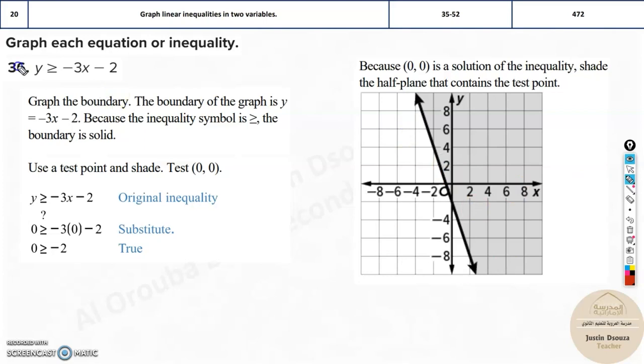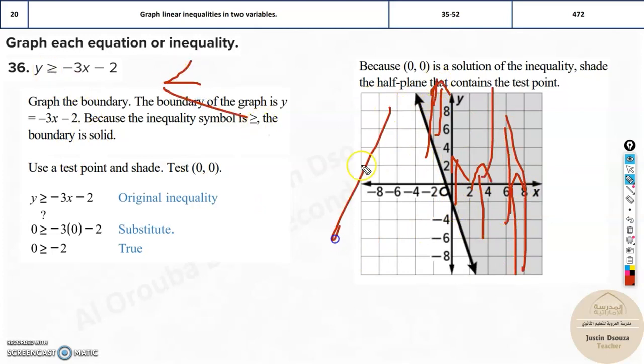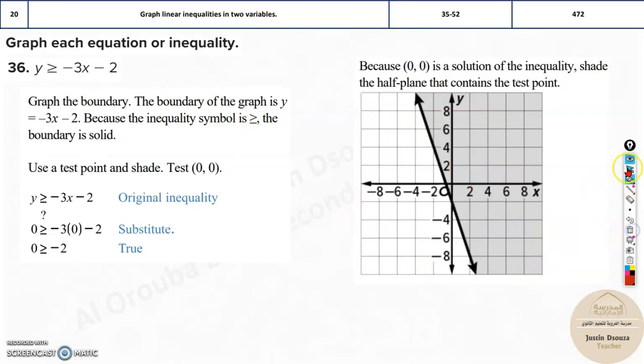But here it is an inequality. Y is greater than or equal to. Once you get the graph, remember, whenever you have greater than or equal to, it is a solid line. If it was only greater than, then it would be a dotted line. Since it's greater than or equal to, it is a solid line. And greater than or equal to means all the above part is the solution region. If it was less than or equal to, then all the downside will be the solution region. That is how we figure it out.